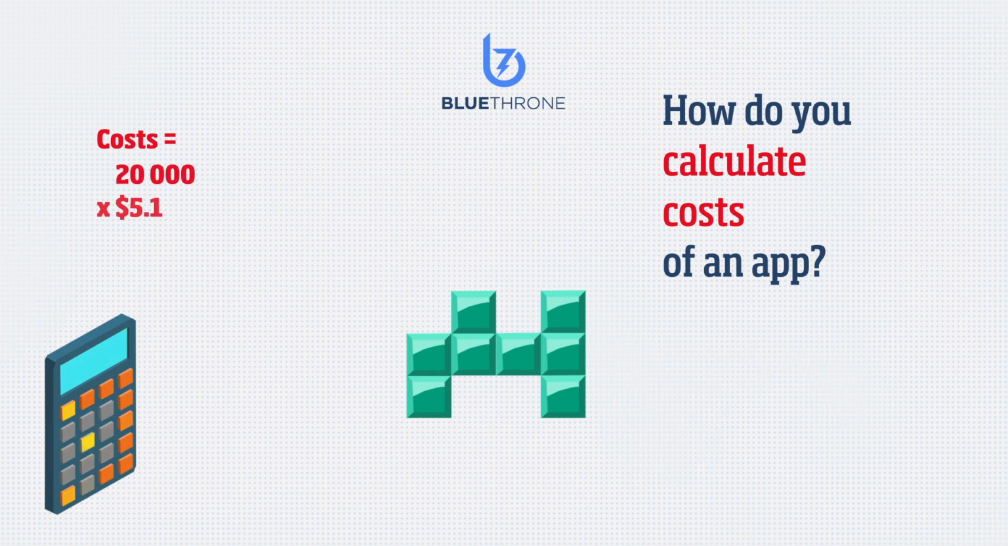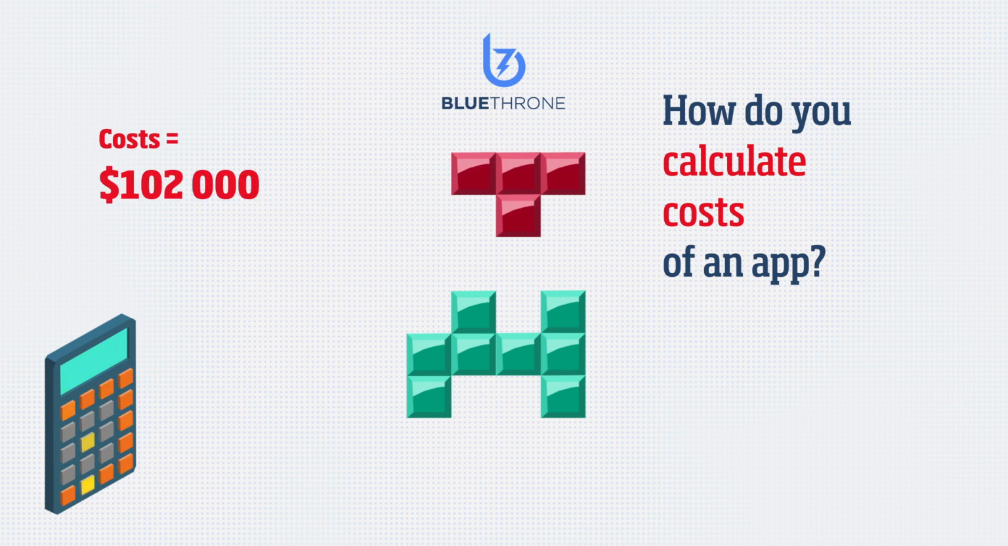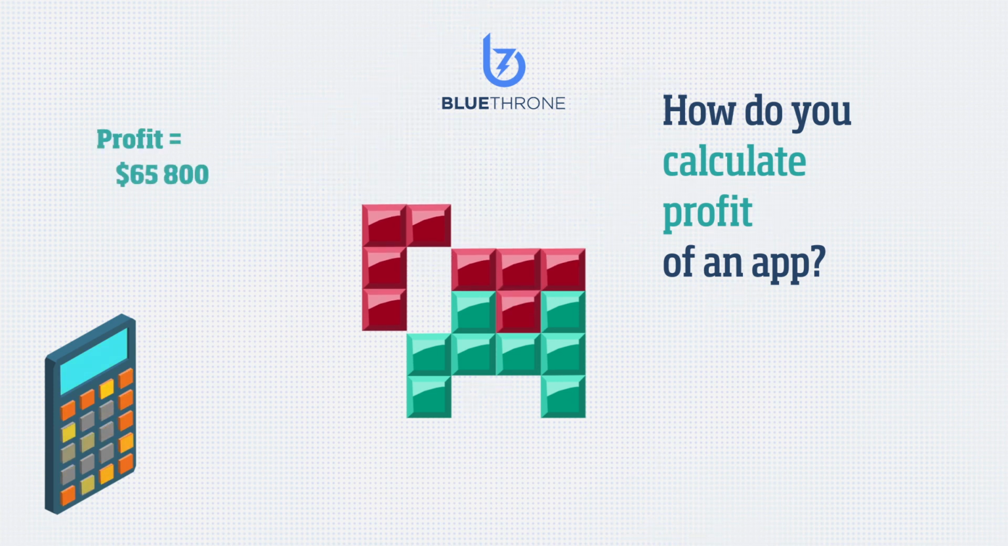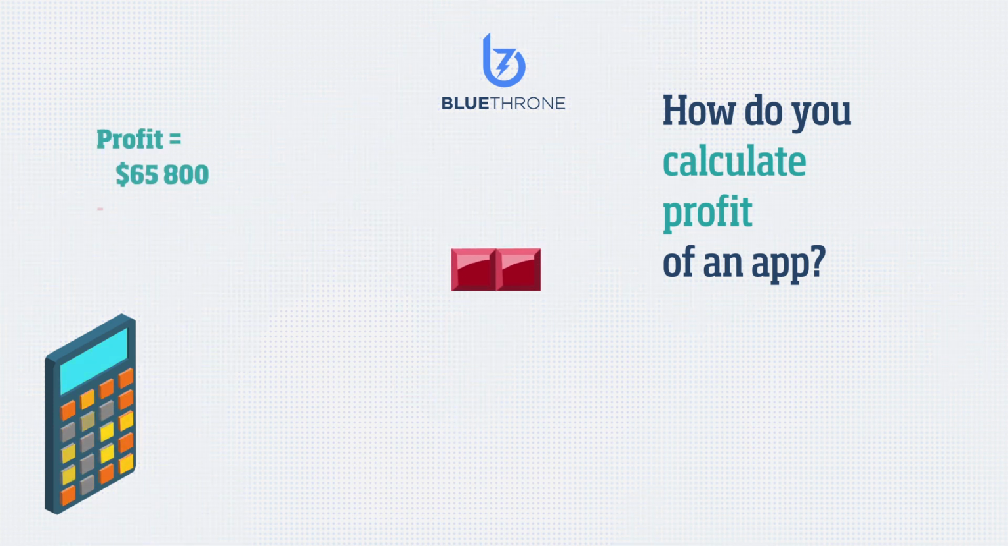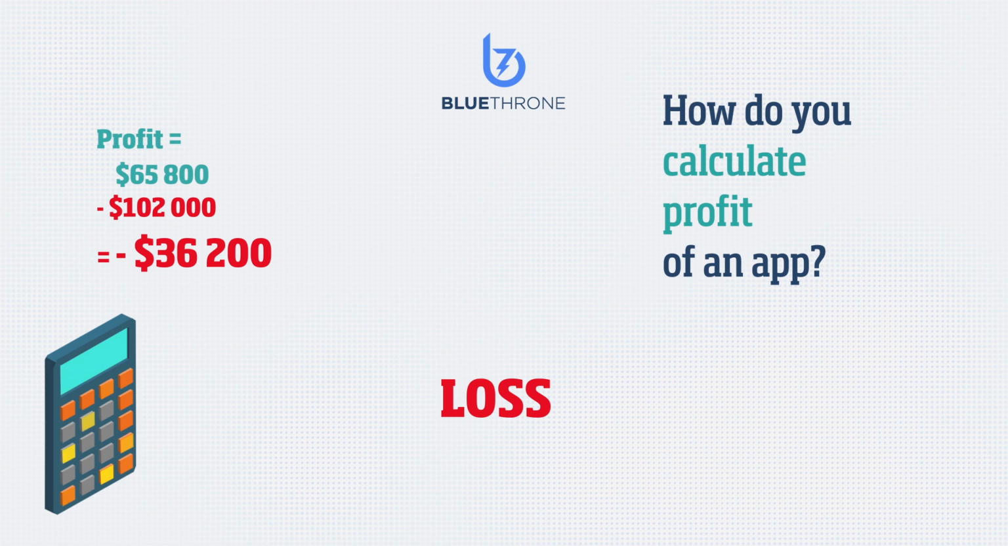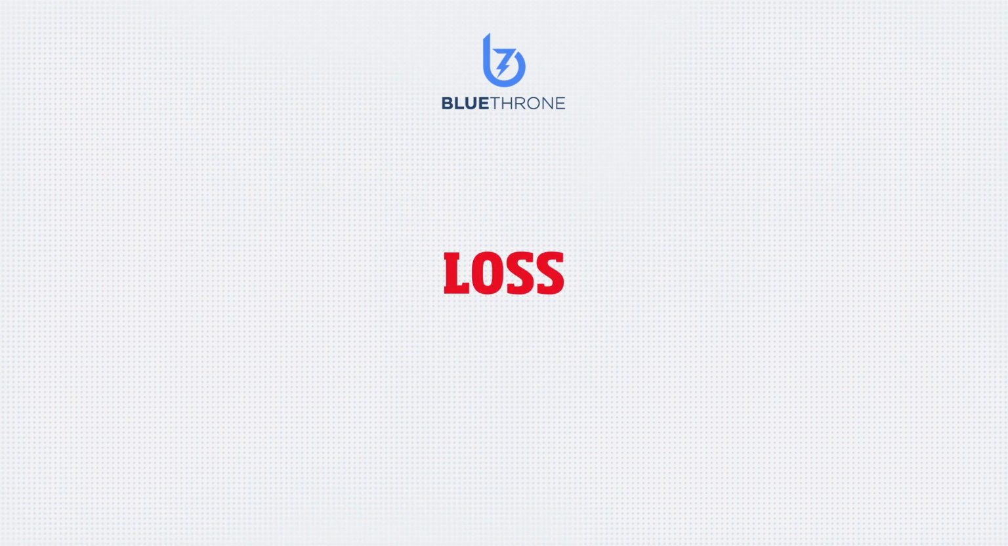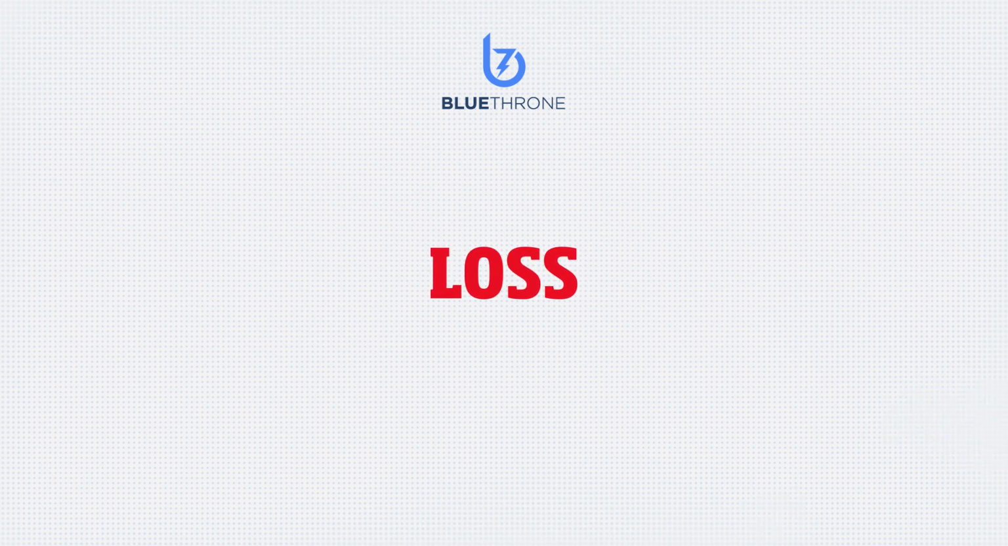Applying the formula, costs are users times CPU, so 20,000 times $5.10 equals $102,000. Finally, we have been able to calculate the profit of our app. So $65,800 minus $102,000 equals minus $36,200. In this example, our app has made a loss of $36,200, so we need to adjust the metrics and improve the app in order to be profitable next month.